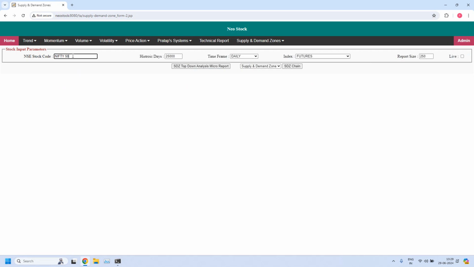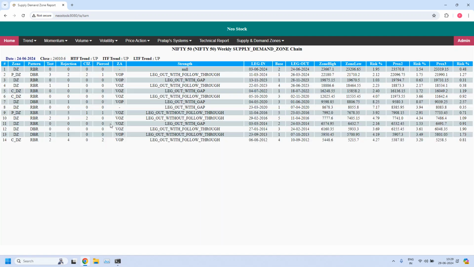So Nifty 50, that is nothing but Nifty. Let's start with weekly time frame. So I'm generating supply demand zone chain for weekly. So these are the weekly reports. This is the week starting. Always the timestamps will be at the starting of the week, starting of the month, or starting of the day, or starting of the minute, whichever the time frame. This is the way timestamps will be displayed.